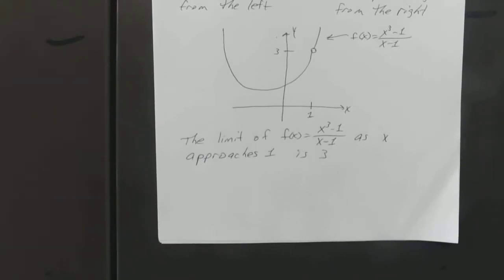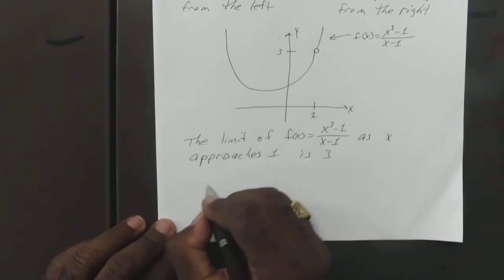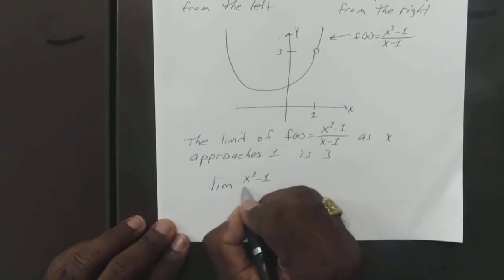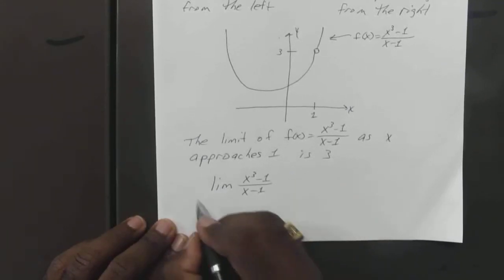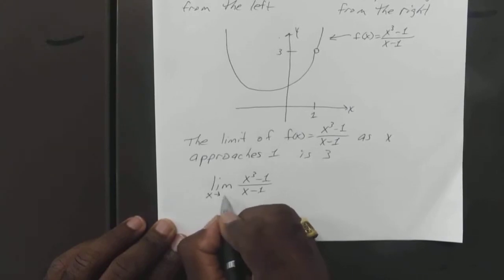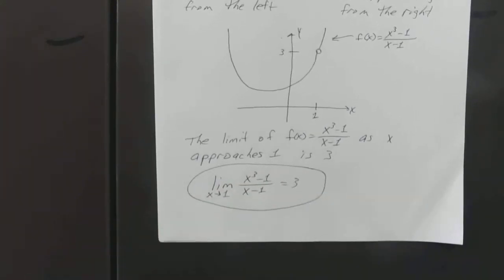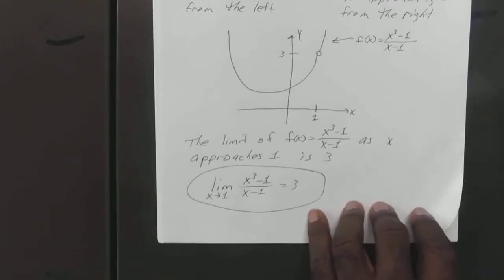Now you don't have to write all of that down. There's actually a shortcut to it. That's just the limit of x to the third minus 1 over x minus 1 as x approaches 1 is equal to 3. So that's just a shortcut way to say that entire sentence. Any questions on that one? All right, so let's do one more.